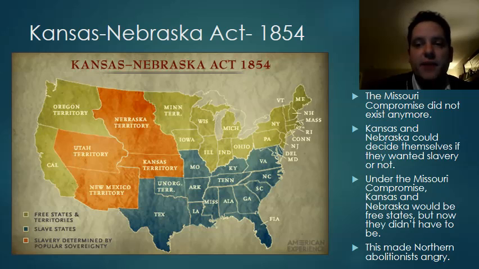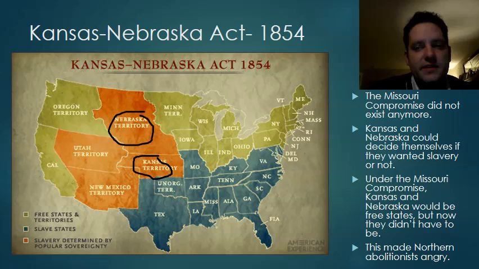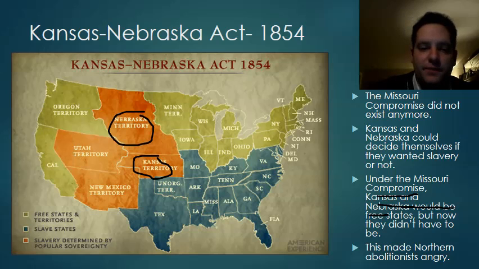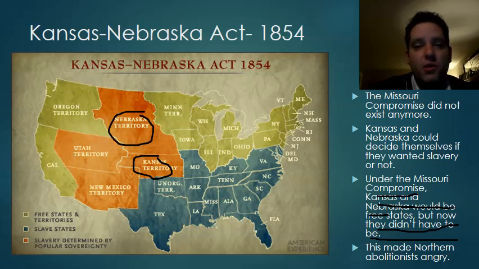So Kansas and Nebraska, so we have Kansas territory and we have Nebraska territory. They aren't states yet. But once they become states, they could decide for themselves. So they could be free states, but they didn't have to be. Now, for a second here, why do you think this made northern abolitionists, people who wanted to abolish slavery, why did it make them angry?